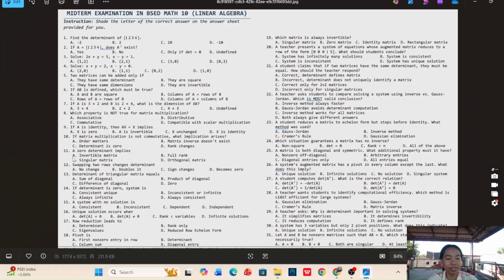Number 11, a zero determinant implies A, invertible matrix, B, full rank, C, singular matrix, D, orthogonal matrix. The correct answer for number 11 is letter C. It's because a zero determinant means the matrix is singular and has no inverse. So the answer again is letter C.